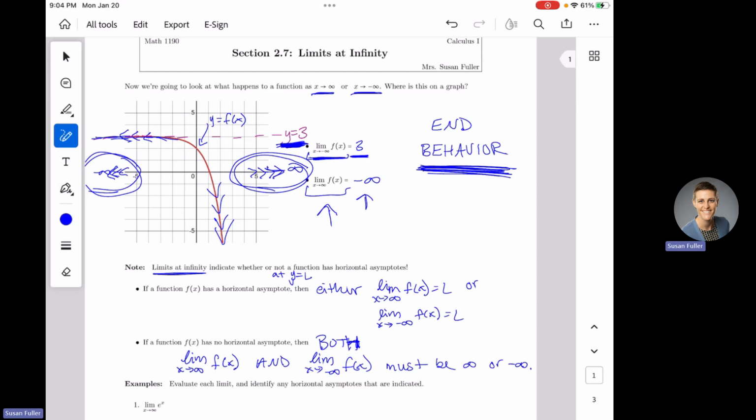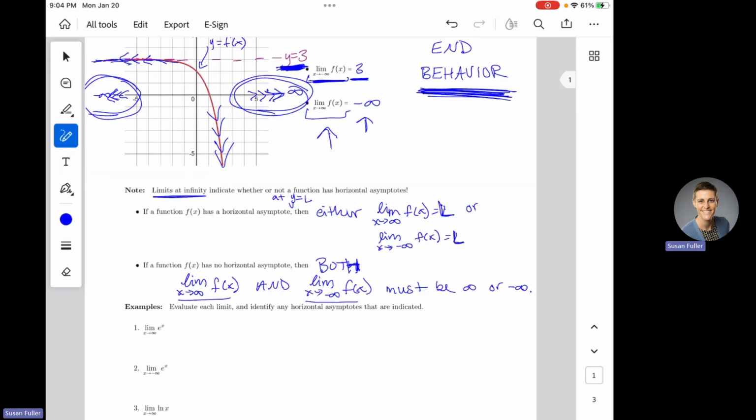So the only way to know that you don't have a horizontal asymptote is if both of your ends go to infinity or negative infinity. You can't get a number out. Because if either of these limits give you some number L, then y equals L is a horizontal asymptote. So the only way to have no horizontal asymptotes is if both of those limits give you infinity or negative infinity.